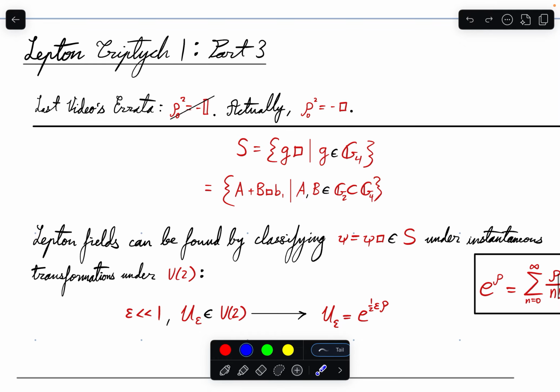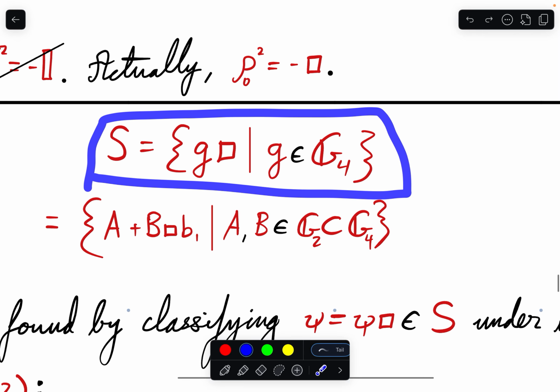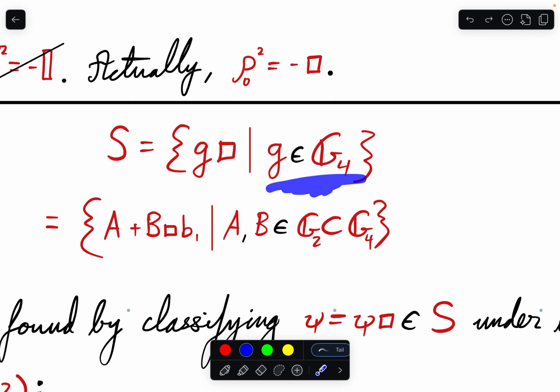But, okay, if you remember last video, we have the spinor space, which was defined as any element of the geometric algebra times box. But we showed how we could consider only a subalgebra, G2, of the full geometric algebra, G4, and consider just elements of that, and any element of this form could be rewritten as A plus B box and then this little b one.